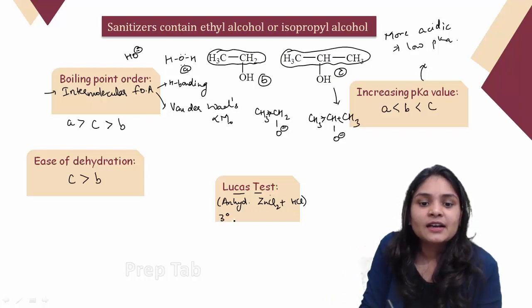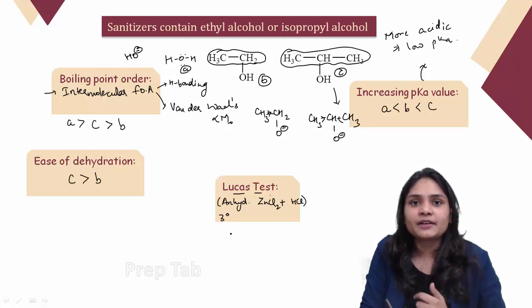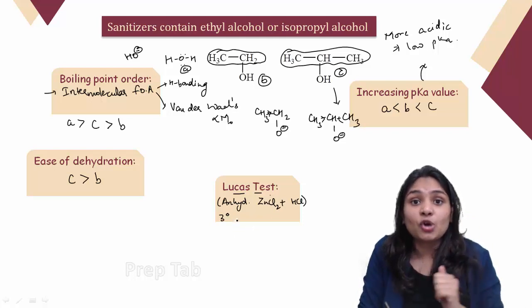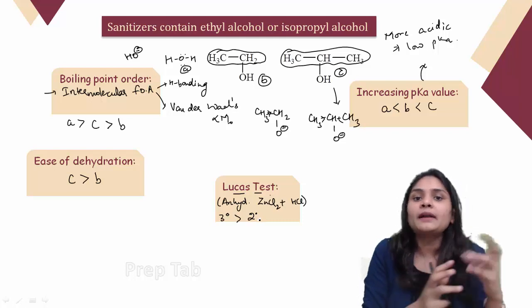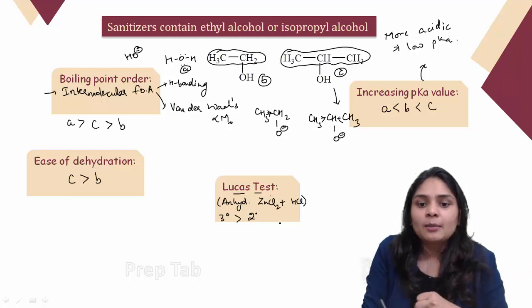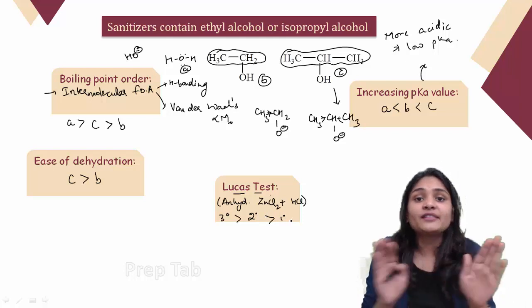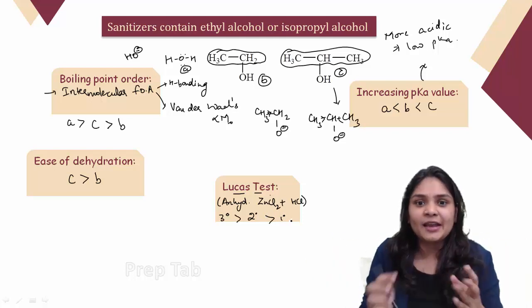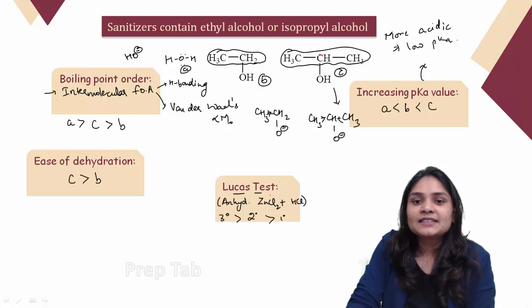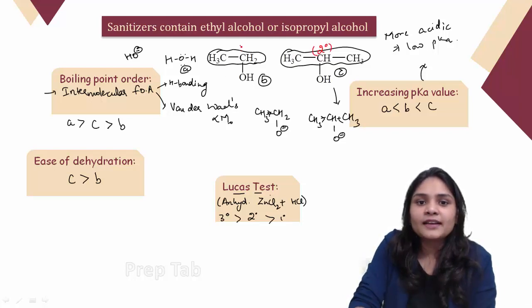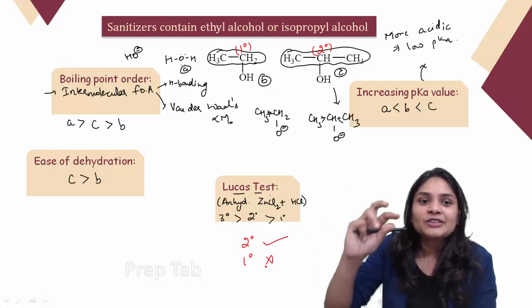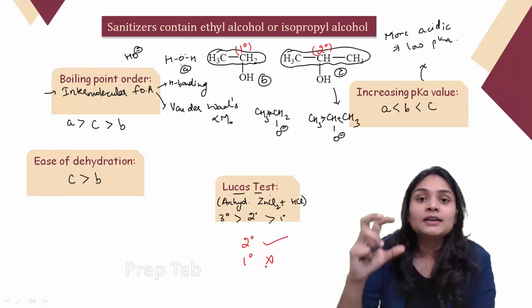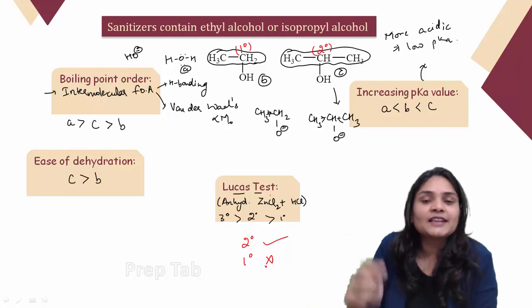So 3 degree alcohols give an instant white precipitate because alkyl halides are insoluble in water. 2 degree alcohols will give precipitate, but after some time, after 5 to 10 minutes. But 1 degree alcohols will not give this precipitate. They don't give Lucas test. Okay? If you see over here, this is 2 degree alcohol and this is 1 degree alcohol. So hence 2 degree will give a positive Lucas test, 1 degree will not give you a Lucas test. Okay? So these questions can be formed on compounds present in sanitizers. Okay?